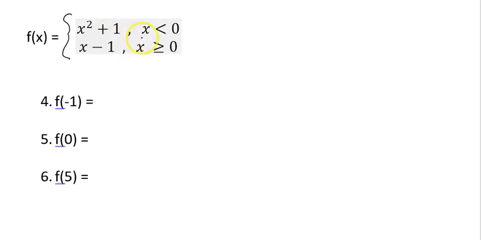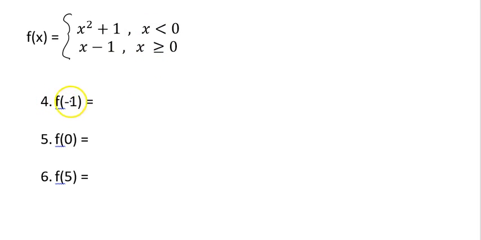For my next example, I have what's called a piecewise function, and we're going to study those a little more. But for right now, what I want you to know is that you're going to plug into x squared plus 1 if what you're plugging in is less than 0. And you're going to plug into x minus 1 if what you're plugging in is greater than 0. So you only plug into one of those, not both. It's just which one applies to what you're plugging in.